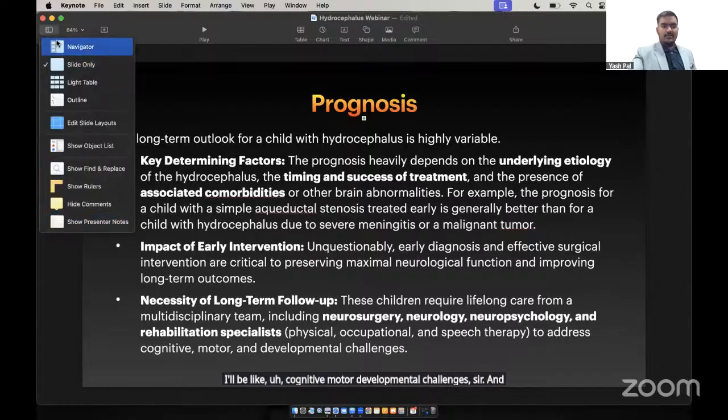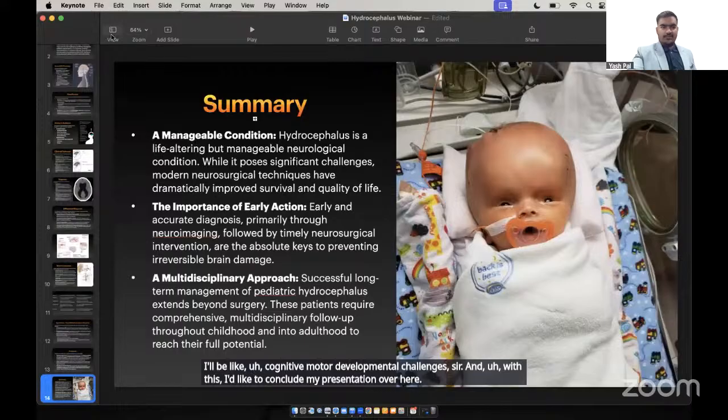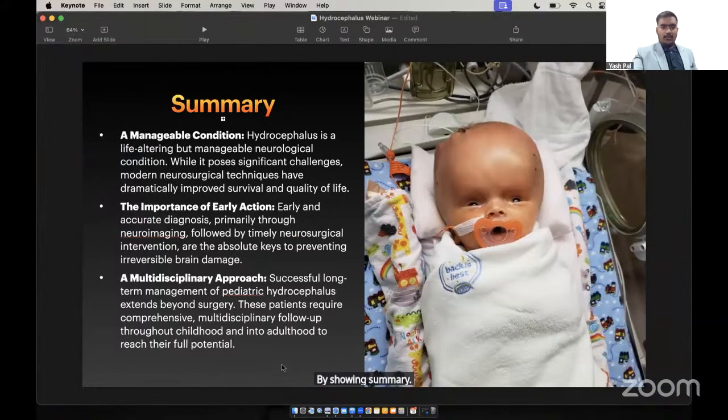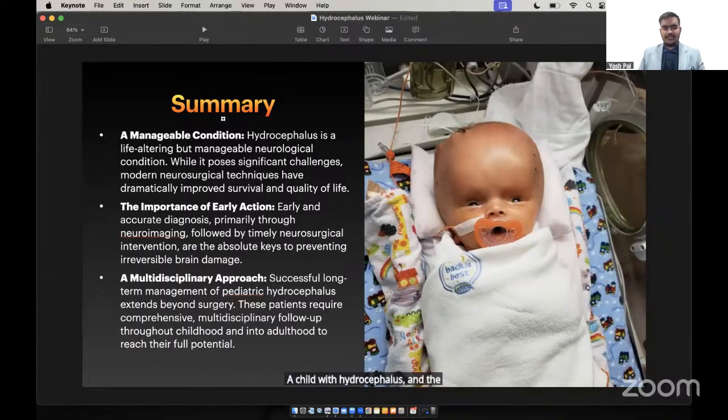And with this, I'd like to conclude my presentation by showing a summary. Hydrocephalus is a manageable condition. Towards the end of the image, you can see a clinical presentation of a child with hydrocephalus, and the importance of early action is to be noted, and a multidisciplinary approach is there.